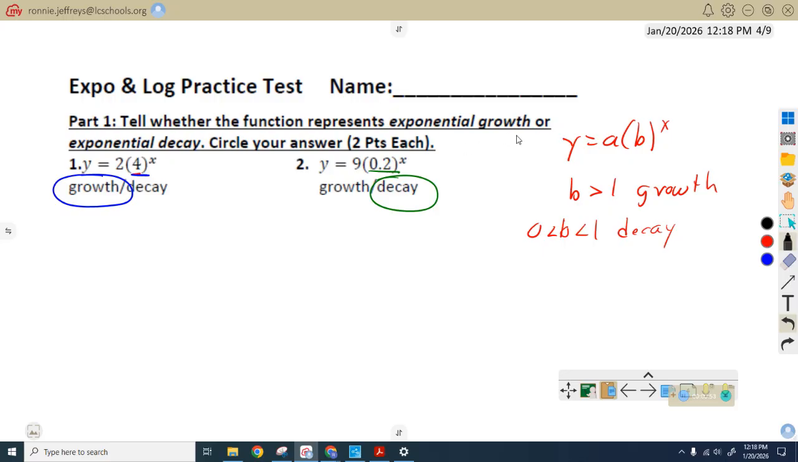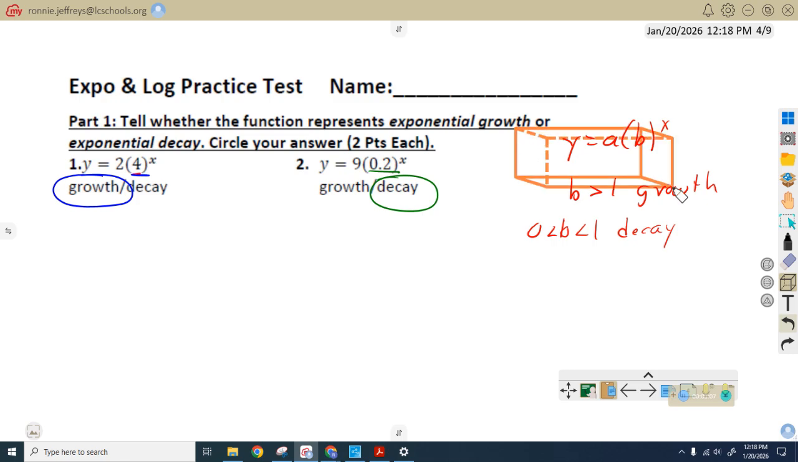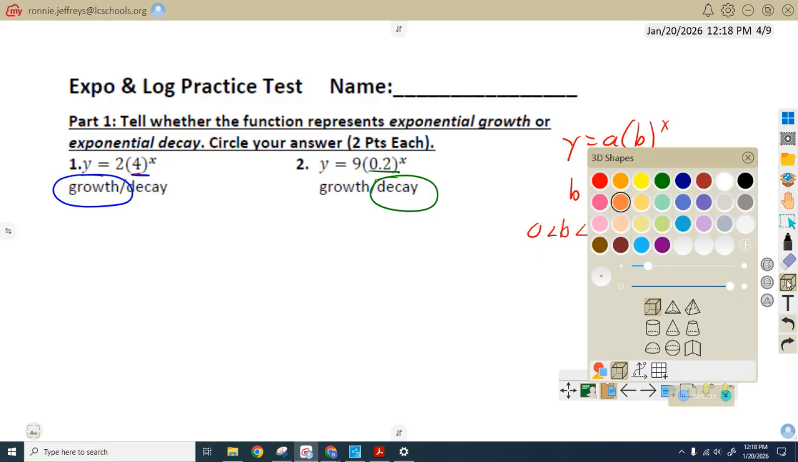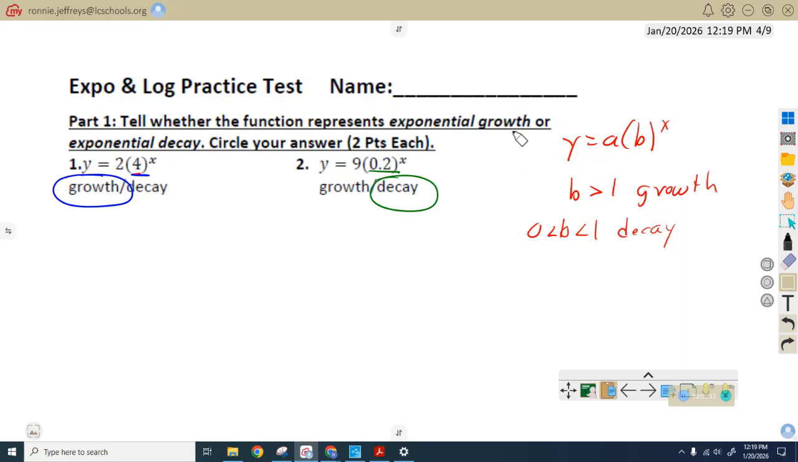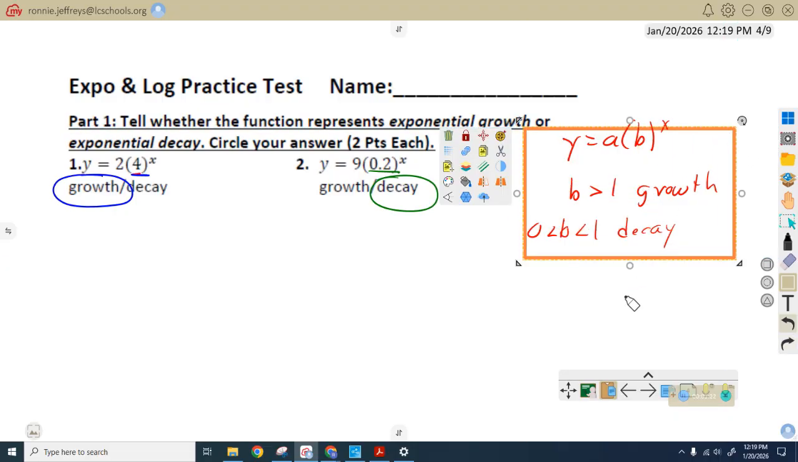Alright, so that, let's see, this right here is probably what I would write, if that is the wrong thing I'm looking for. There we go. That's better. Yep. So that in the orange box, that's probably what I would write on my orange sheet. Okay.